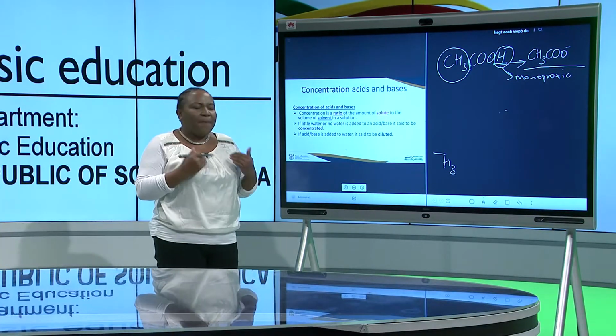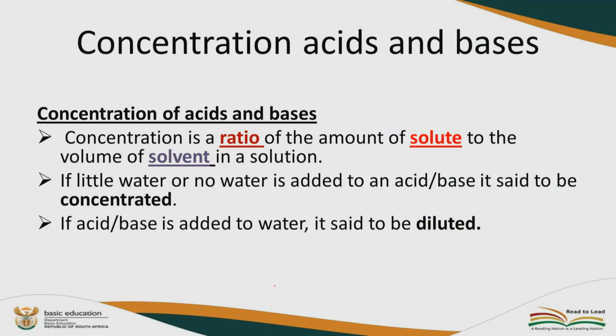Now, what happens in terms of the concentration? The concentration, as we know, is the ratio of the amount of a solute to the volume of a solvent. In our case here, we are going to use water as our solvent, and we are going to see what is happening with acids and bases when the water is too little or when the water is too much. If there is no water in an acid or a base, or there is so little water that we cannot even notice it, we refer to that acid or base as a concentrated acid or base.